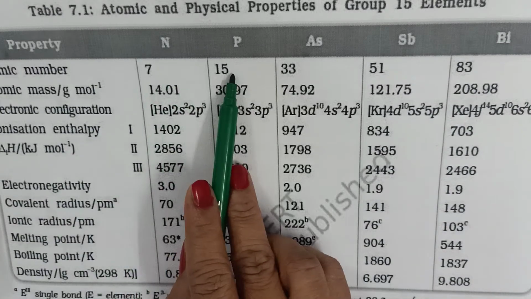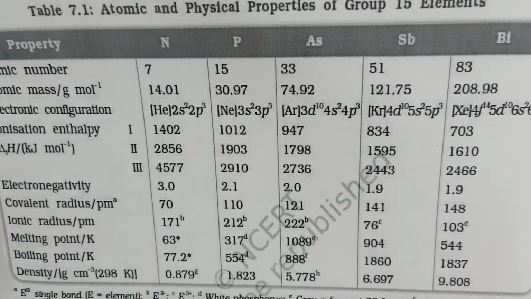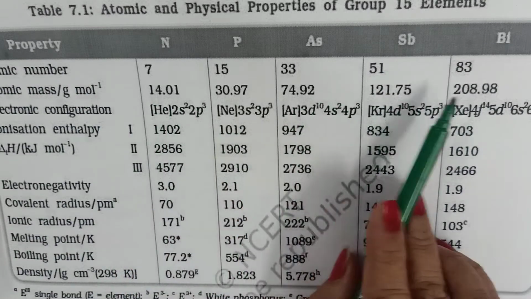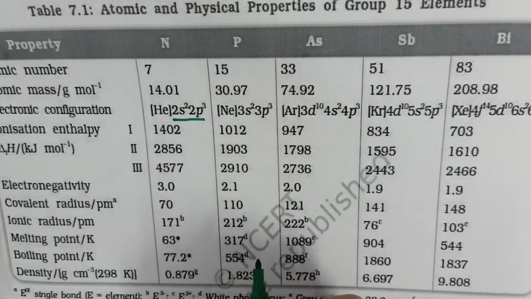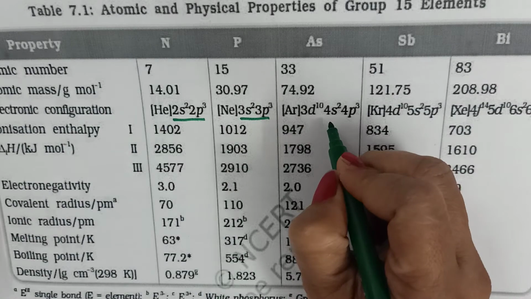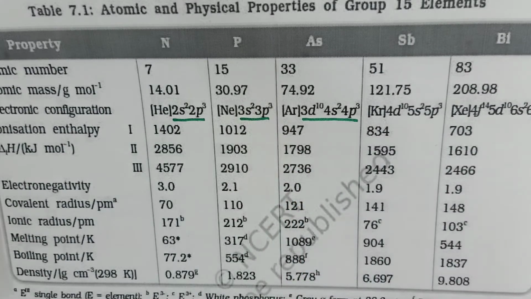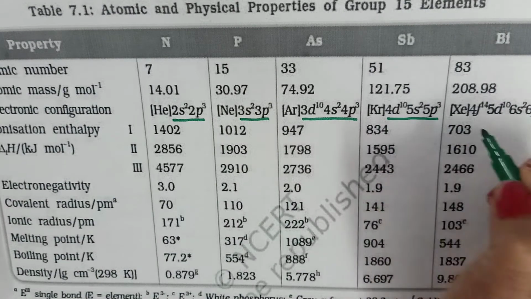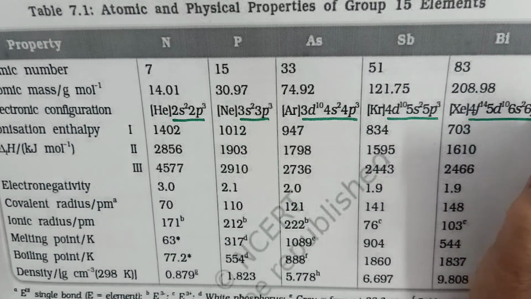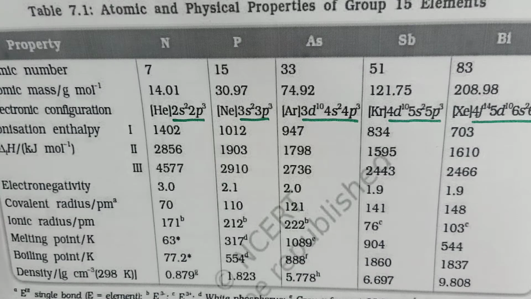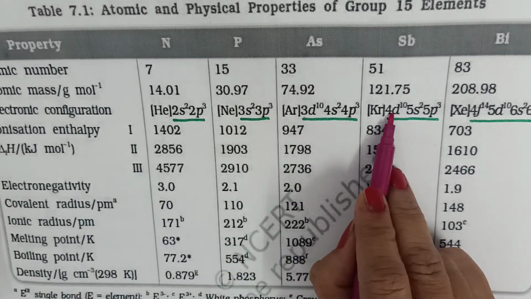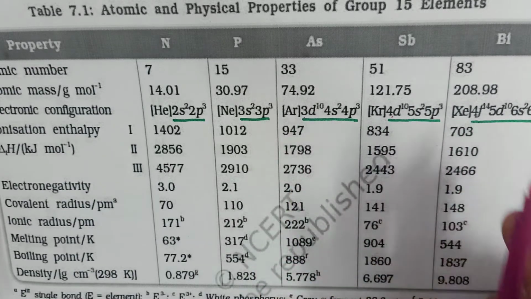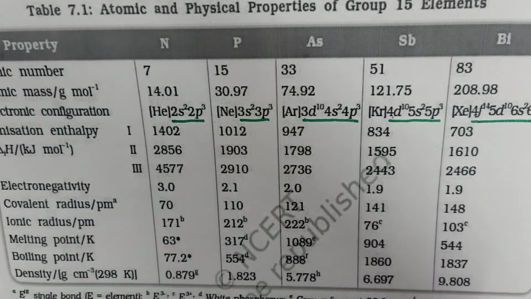The atomic number increases gradually down the group. So it's the first property. Atomic mass also increases gradually down the group. If we look at the configuration, nitrogen has configuration 2s2 2p3, phosphorus 3s2 3p3, arsenic 3d10 4s2 4p3, antimony 4d10 5s2 5p3 and bismuth 4f14 5d10 6s2 6p3. So for nitrogen and phosphorus, the configuration is the general one, but along with the introduction of d orbital and f orbital in arsenic, antimony and bismuth, a lot of other properties will be affected.